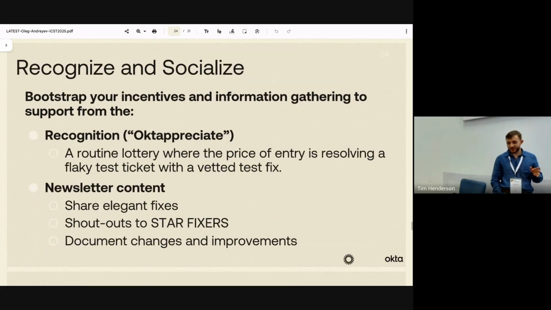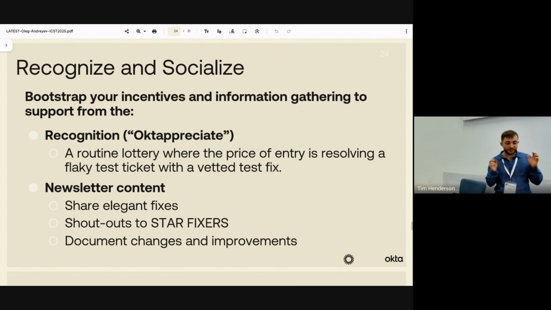Recognize and socialize. So we log data. We want to shout out the folks that do the good work. We want to parse their fixes, especially if they're kind of complex, and we want to distribute and socialize that out to the broader organization. We want to recognize the folks, and so forth. Along with that, we also financially recognize them. At Okta, we have a nice little appreciation program.